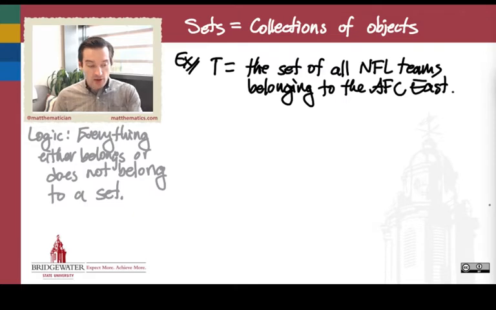And so taking a look at the set that we're talking about here, the set of all NFL teams that belong to the AFC East, this defines a set, we can say, because if you give me the name of an NFL team, or really if you give me the name of anything at all, I can tell you for sure either that thing belongs to the set T or that thing does not belong to the set T. So there's no in-between. There's nothing that's kind of half in and half out. Well, a daffodil is kind of an NFL team in the AFC East? No, a daffodil is definitely not an AFC East football team. The New England Patriots definitely are an AFC East NFL team. So this verbal description defines for me a set T.